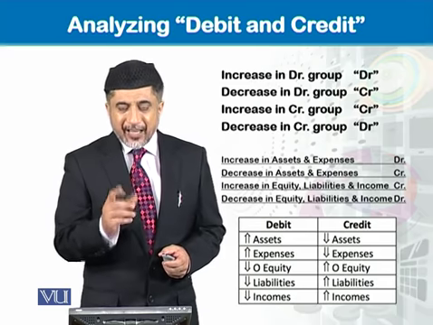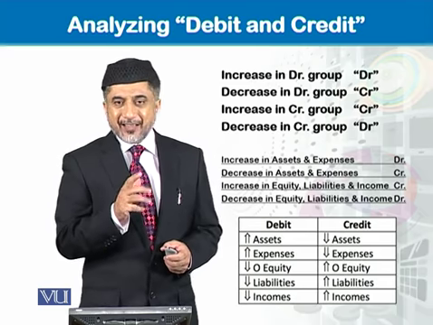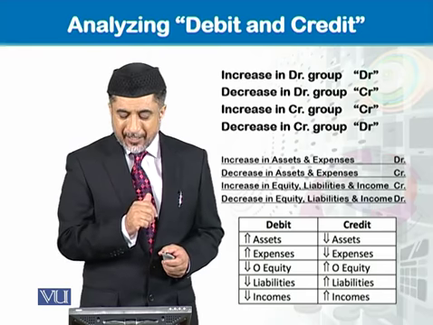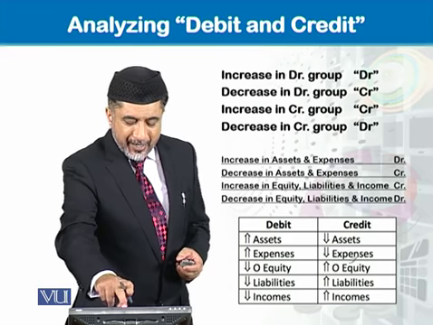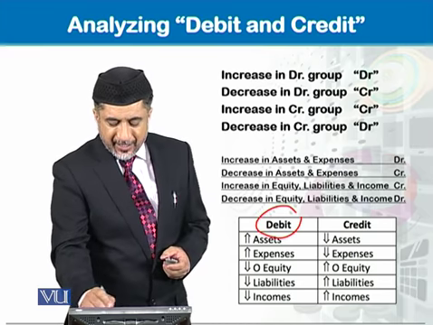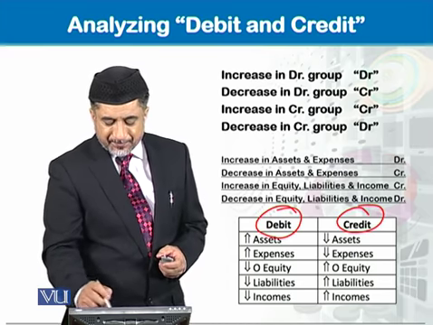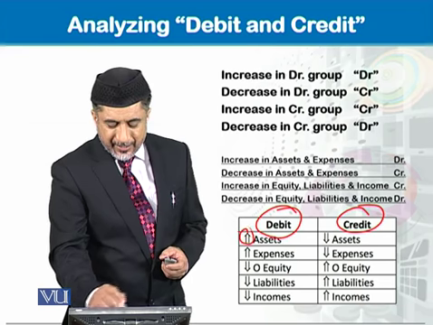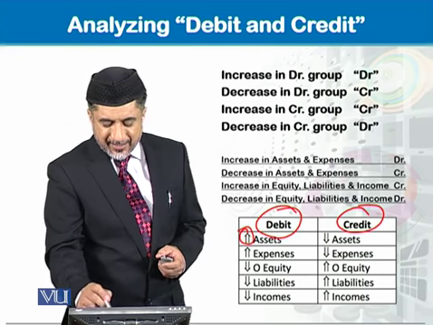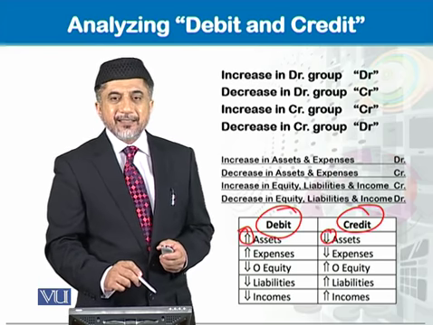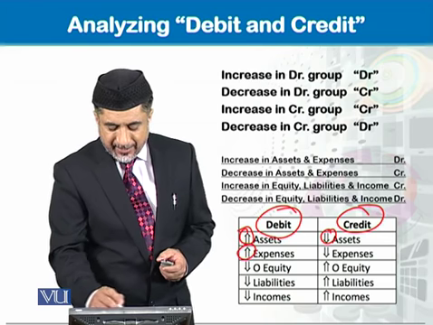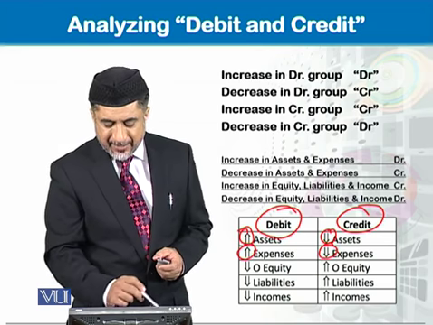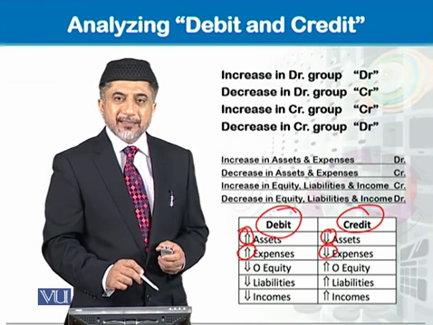Debit and credit. These are the two groups. Separately we can see we are having these two groups with us. It is showing increase: if asset is increasing, it would be debited. If asset is decreasing, it would be credited. Okay? And then, if expense is increasing, it would be debited. If expense is decreasing, it would be credited.